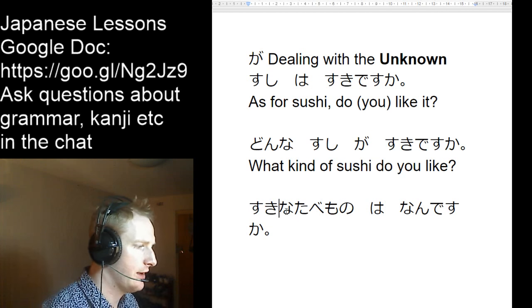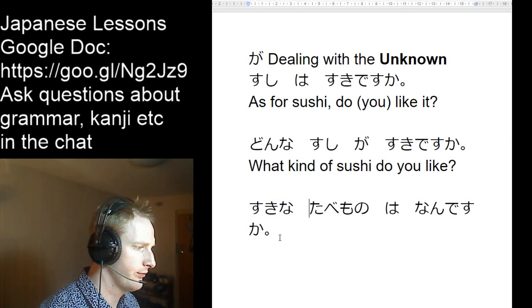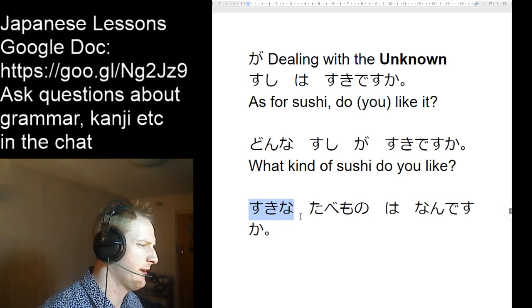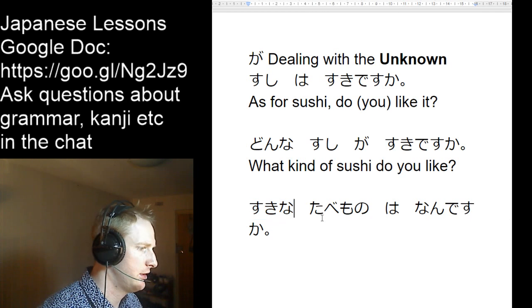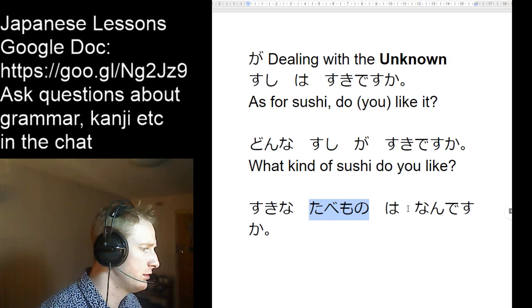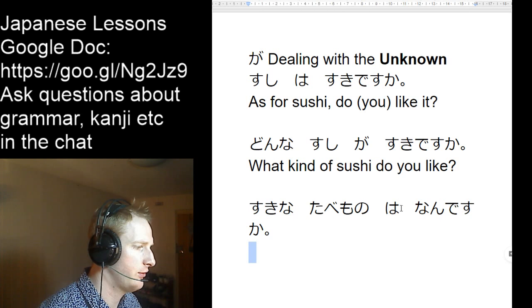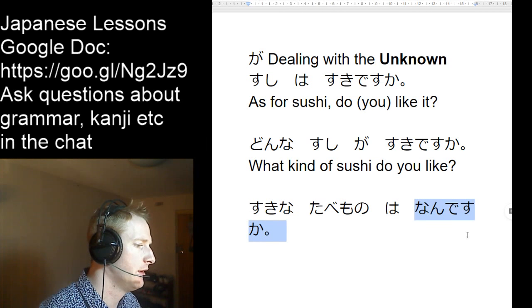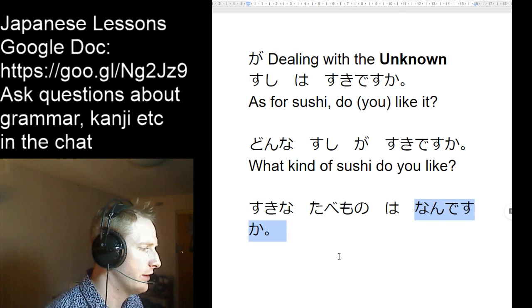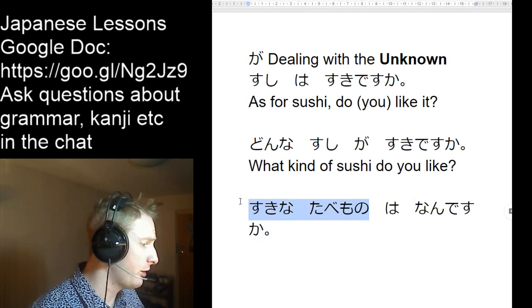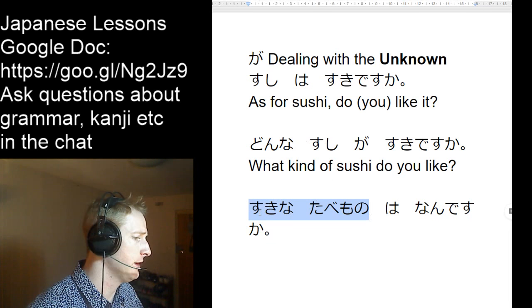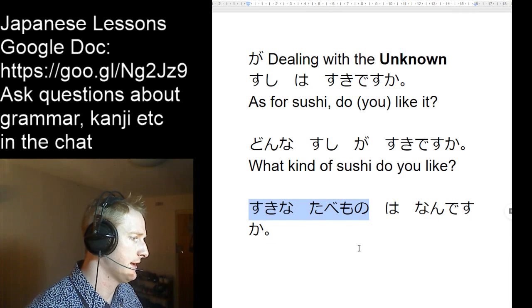Okay, so our sentence here, we've got suki na, okay, because suki is a na adjective, so basically you're likable. Tabemono, this means food. Wa nan desu ka? What is it? So as for the food that you like, what is it? Although if you think about this sentence, you don't know what the food they like is, hence why you're asking about it. But the topic that you're asking about is determined. So this is why you need wa here and not ga.